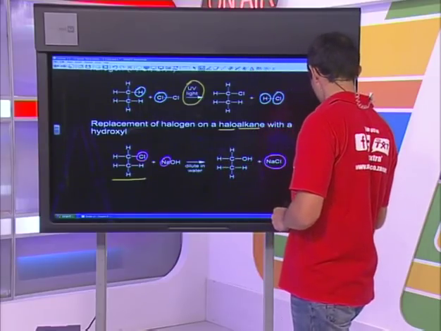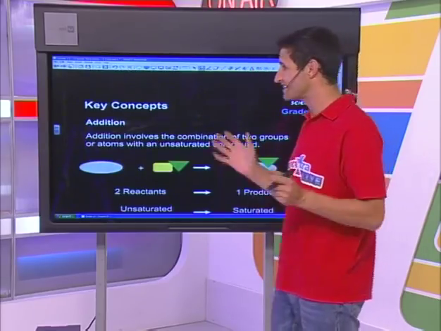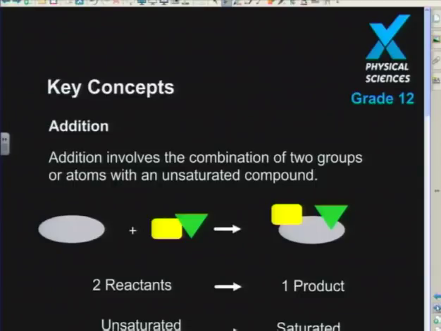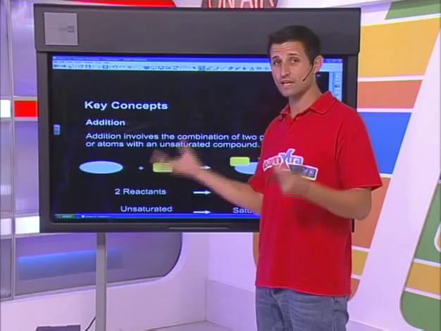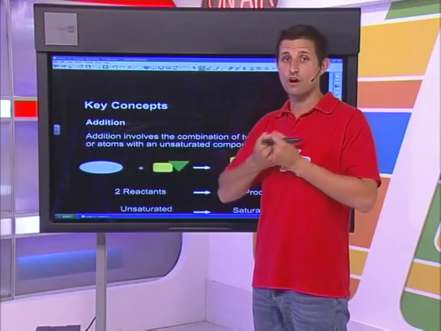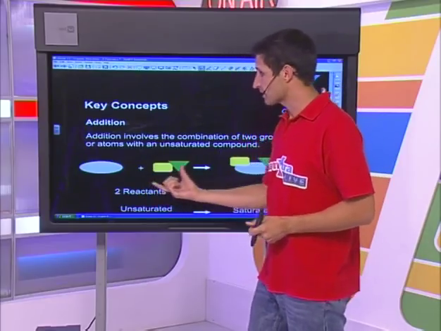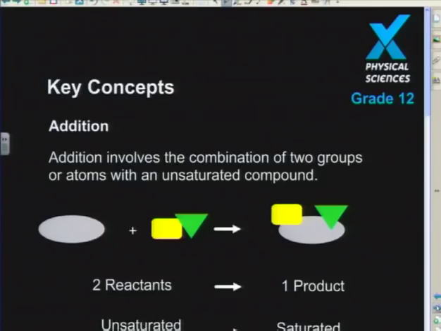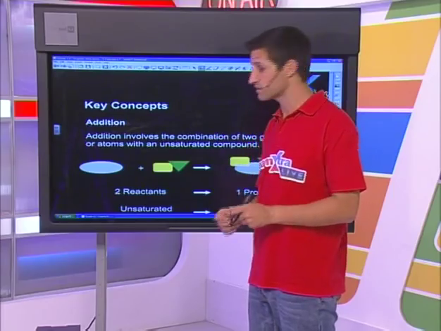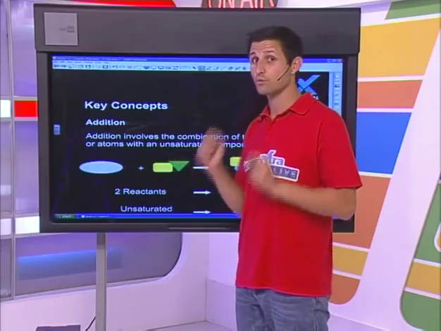Okay, so the next one I'm going to be showing you is addition. Now this is probably the simplest type of reaction that I'm going to find. Addition quite simply means the combination of two particles. So I've got one large organic molecule, and I find something made up of two parts. Sometimes they're the same as each other, so it might be yellow, yellow, or green, green. Doesn't really matter. I've just used colors to illustrate that there are two parts.